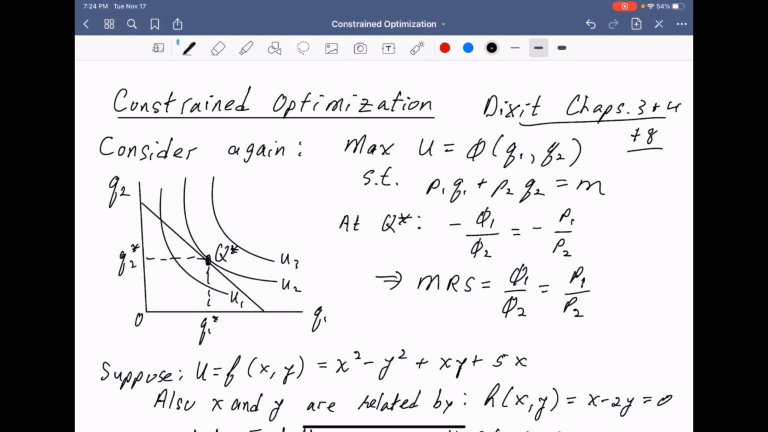In this video, we're going to look at constrained optimization. Most of the material can be found in the textbook by Dixit in chapters 3 and 4, and some of the second order conditions are found in chapter 8. Now I'm going to go into more detail and from a different perspective than Dixit, but these videos will enable you to follow that particular text.